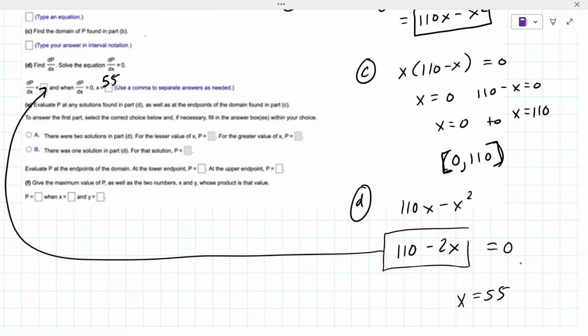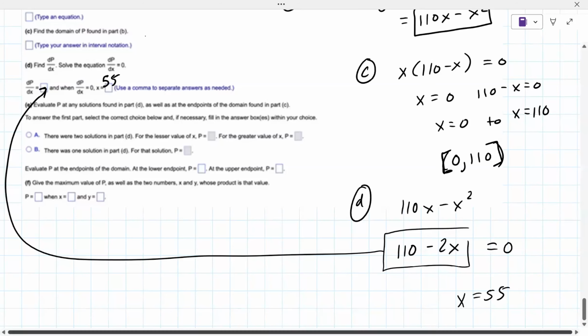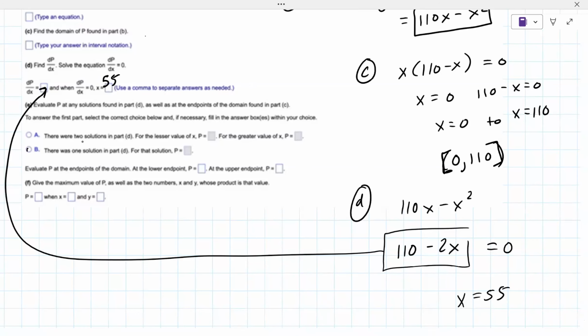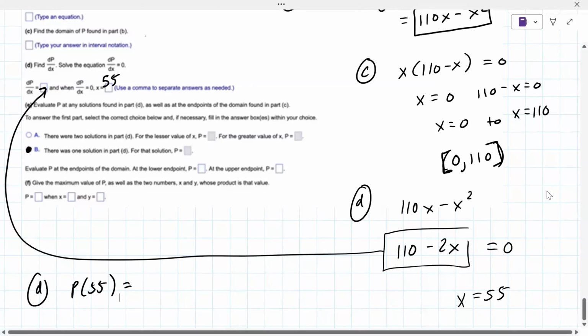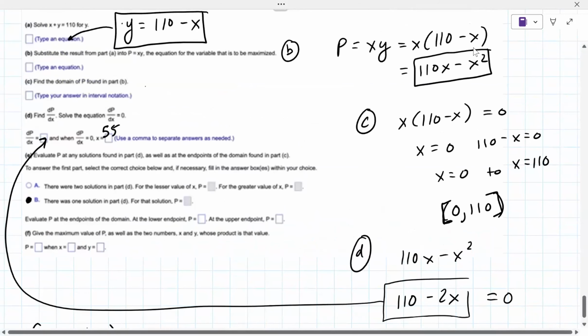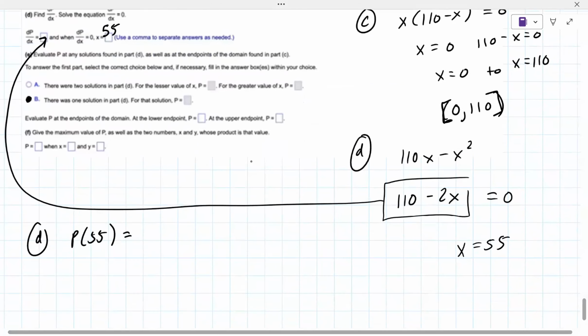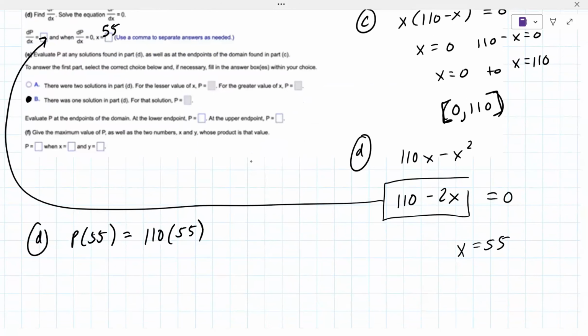Okay. Is that okay? Yeah. All right. There was one solution in part D. For that solution, they're saying to evaluate P of 55. So that's back in the original function right here in part B. So it's 110 times 55 minus 55 squared.